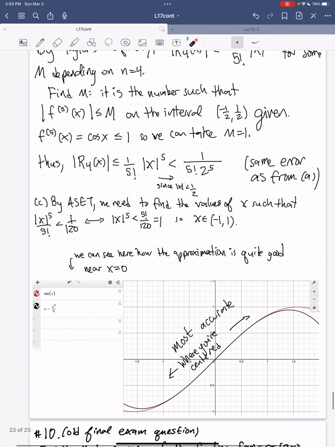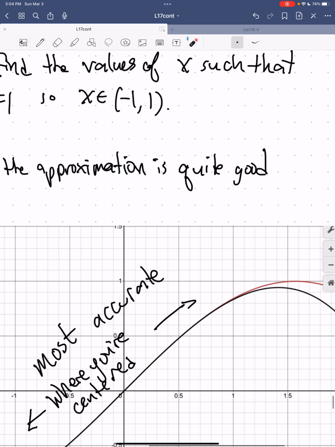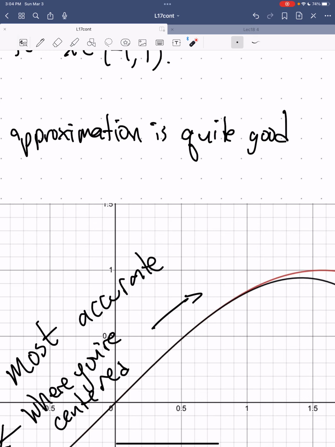And here I included a graph showing an overlay of the graph of sine x, which is in red, and then the graph of x minus x cubed over 6, which is in black here. And so you can see that because we're centered at 0, our estimation is really good near 0. And it's very good between -1/2 and 1/2. So that's this area here. As you get closer to 1, you can see that there is a bit more of a gap growing.